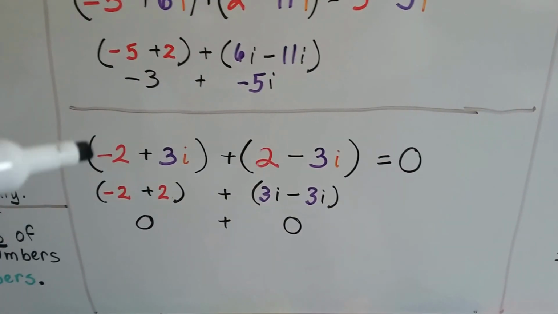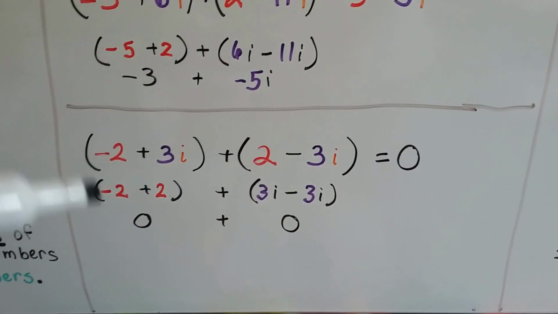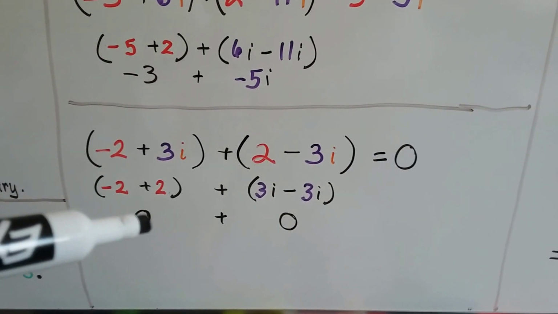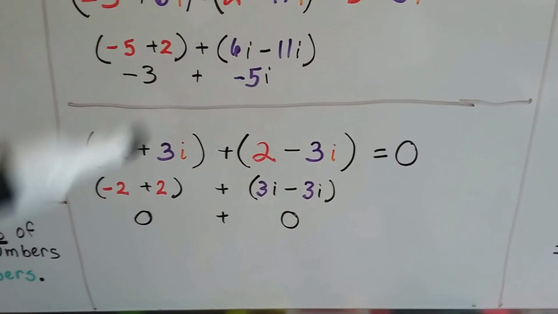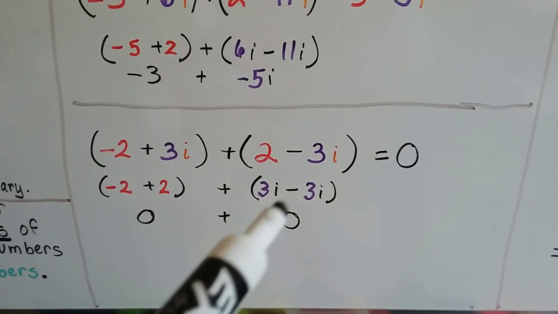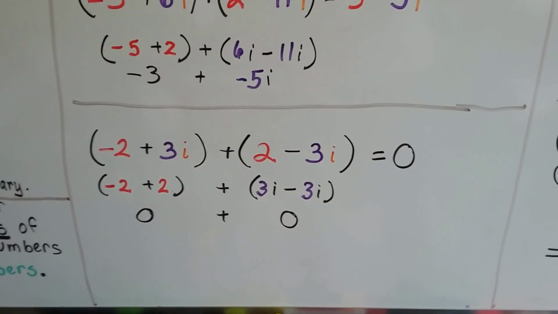For this one, we get a -2 plus a 2. Well, that's going to make a 0, isn't it? That's an additive inverse. That's a 0 pair. And we have a positive 3i minus 3i. That's another 0 pair, isn't it? That's another additive inverse. So the whole thing equals 0.